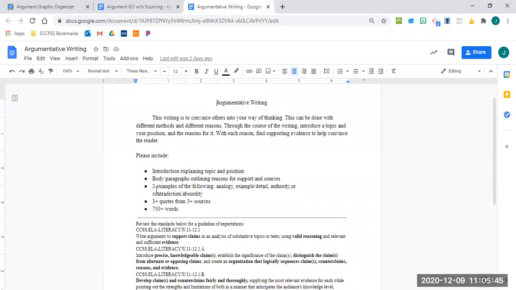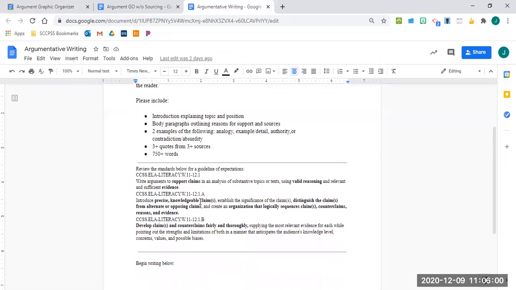I would like you to find 2 examples of our methods of argument, examples and details for using authority or analogy or proof by contradiction, absurdity. 3 or more quotes from 3 or more sources, and 750 words. I have the standards down here so that we can keep these in mind. I've bolded things for emphasis.